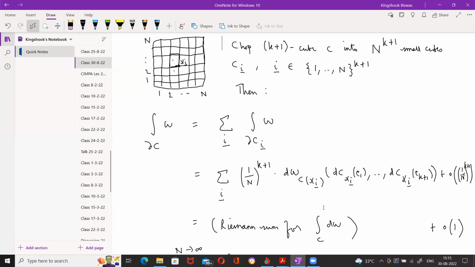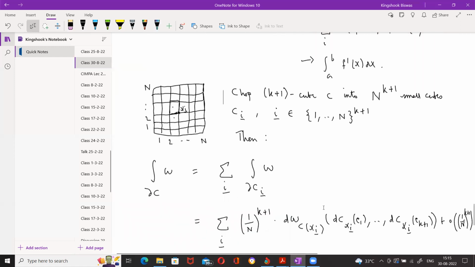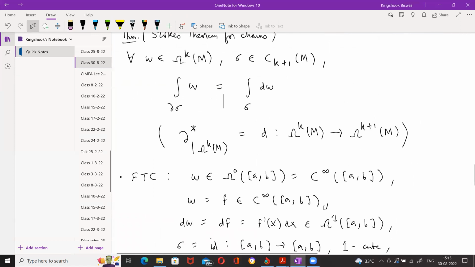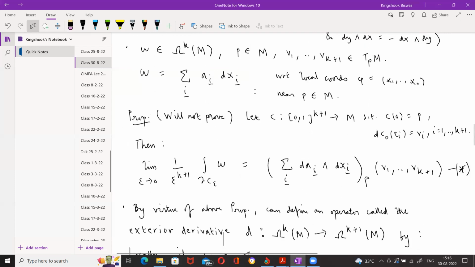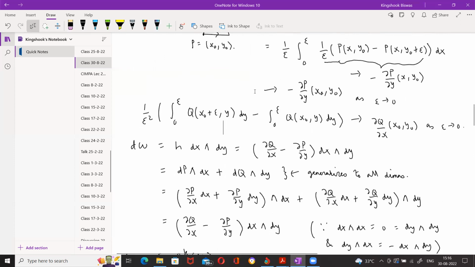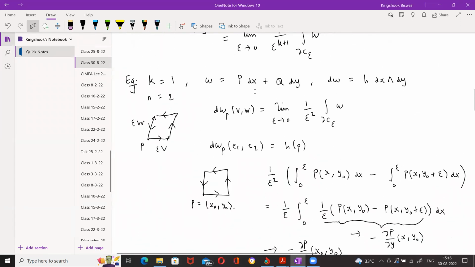Does this make sense? Normally in most books, they just give you the formula for the exterior derivative, and you don't know where this formula is coming from. When I first saw this, I didn't understand where you get this formula from. Hopefully this calculation that we did in 2 dimensions will help you understand where this formula comes from. You pick up derivatives of the coefficients when you integrate over the boundary of a cube.